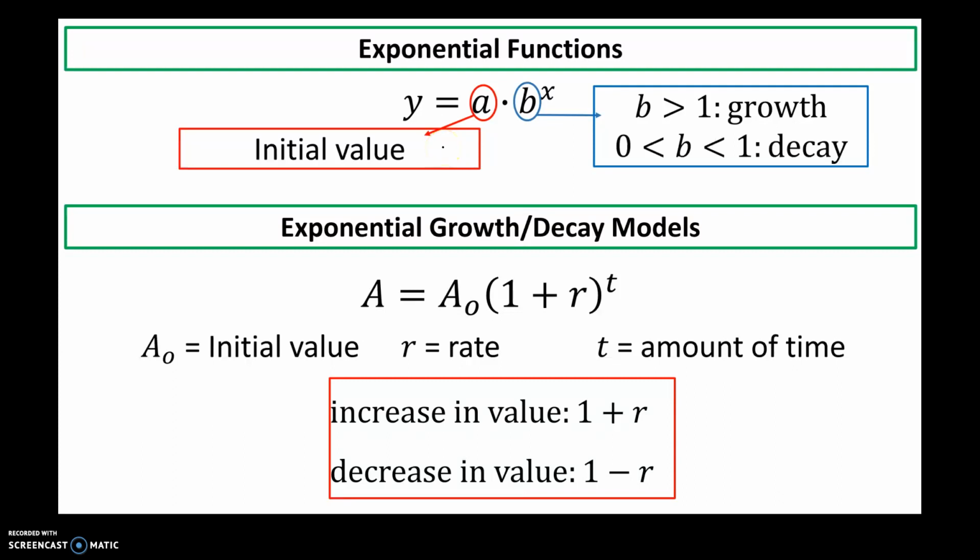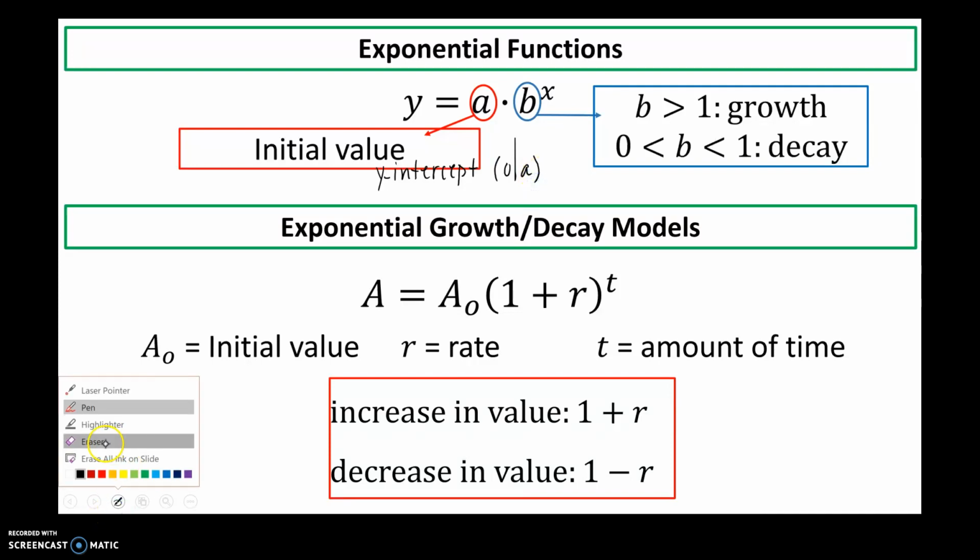A is known as our initial value. That's also our y-intercept, and that occurs when x is equal to 0. So that's a very important point when we're talking about the graph of these functions. B is our growth factor. If b is bigger than 1, it's exponential growth. If it's between 0 and 1, it's exponential decay.